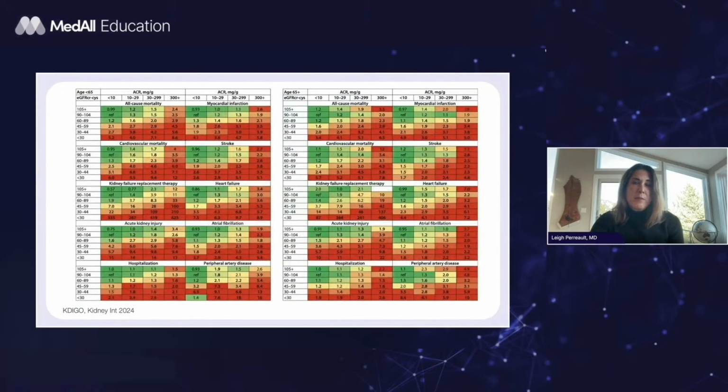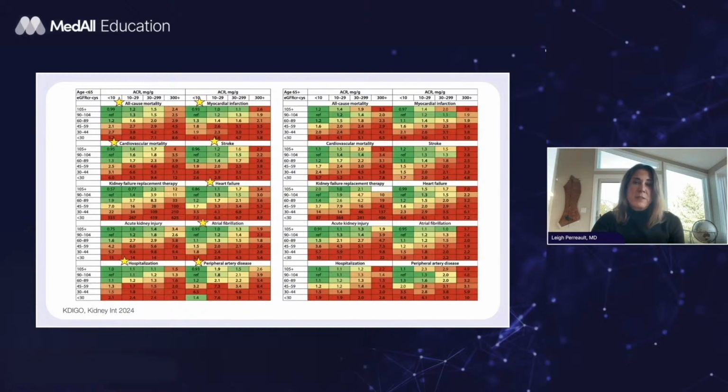So the heat map has been applied to other conditions. This is a very busy slide, so I'll make it very simple for everybody. There's age less than 65 shown on the left, age greater than 65 shown on the right. And the point is that the heat map looks really similar for the progression of kidney disease as it does for other things, specifically the things that are included in stars here: all-cause mortality, myocardial infarction, cardiovascular mortality, stroke, heart failure, atrial fibrillation, hospitalization, and peripheral arterial disease.